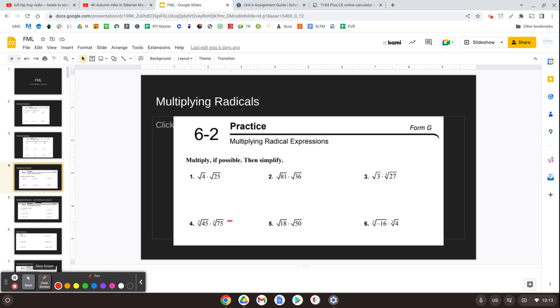If you get to another cube root one and you don't exactly know how to simplify it, come see me and I'll show you how you can get help from your graphing calculator. All right, this should help you get going in 6.2, part 2. Boom!